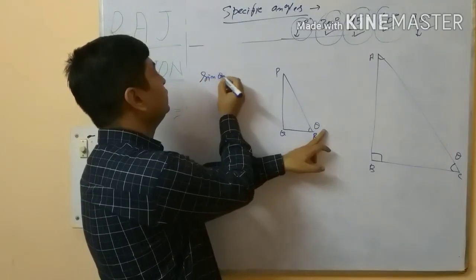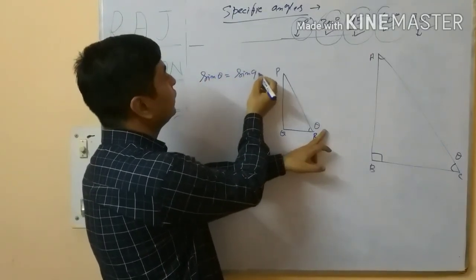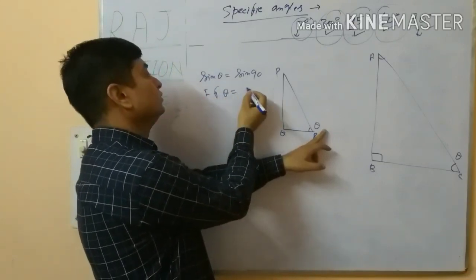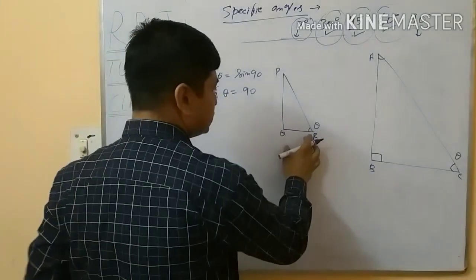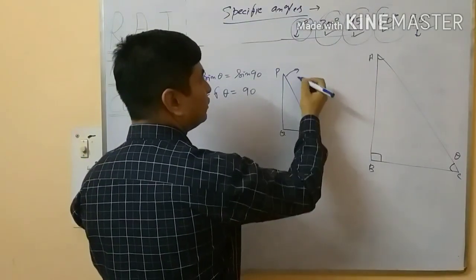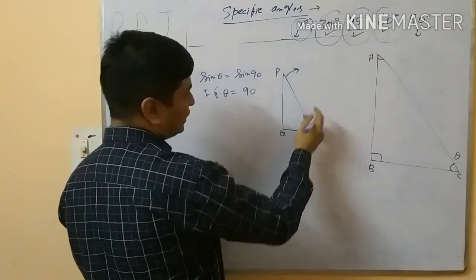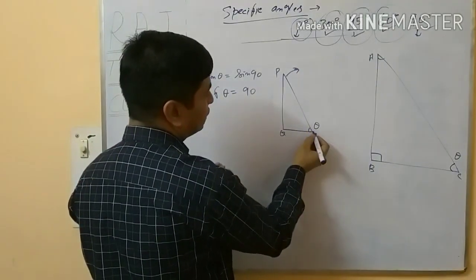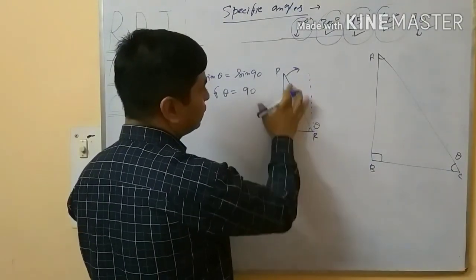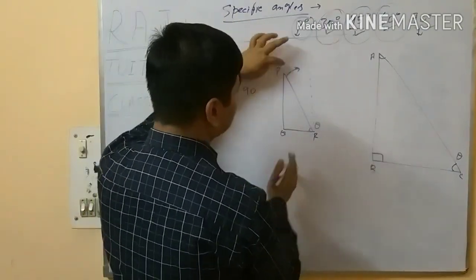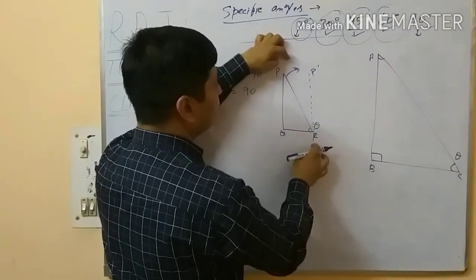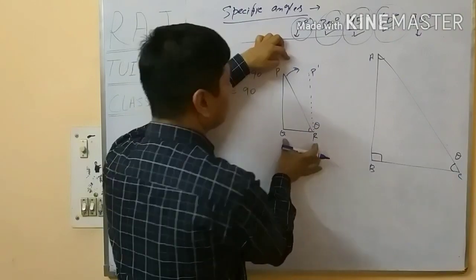So sine theta will become sine 90 if theta becomes 90. To make it 90, what can I do? I can rotate this line clockwise. But if I rotate this line clockwise, then P will shift here. Then P dash QR will no more remain a triangle.